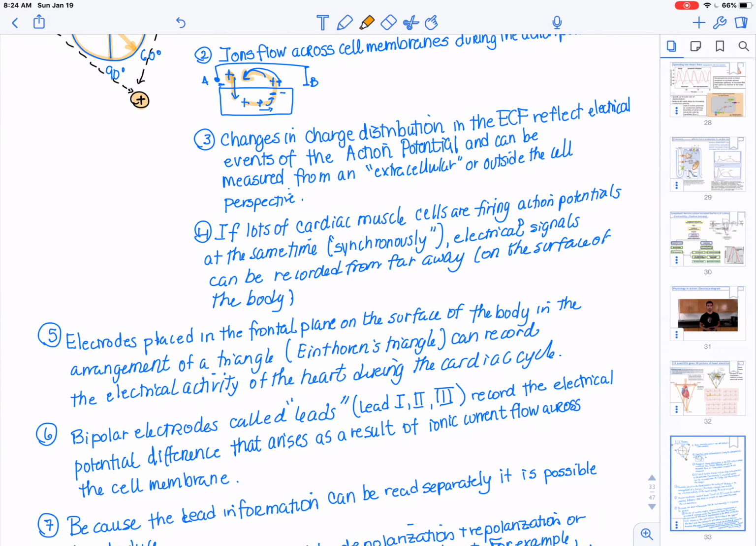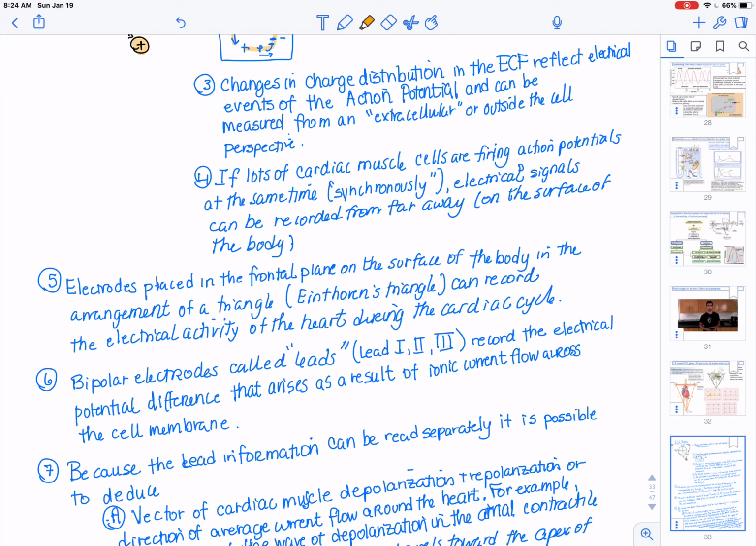So I wrote these in steps, so we'll go through that. Again, changes in the charge distribution in the extracellular fluid reflect the electrical events of the action potential and can be measured from the extracellular perspective, or outside the cell perspective. And for us, we'll be measuring it from 2 places on the surface of the body. If many cells are firing together, and that's what happens in the heart, remember, the atria fire together and the ventricles fire together, then the electrical signals can be recorded from far away.